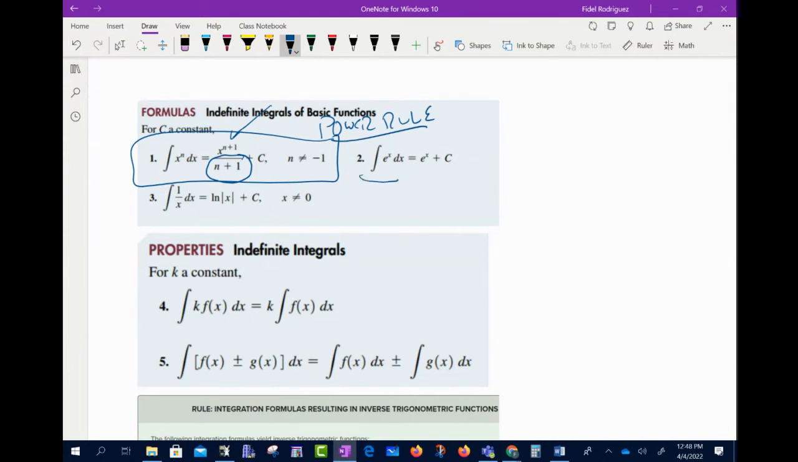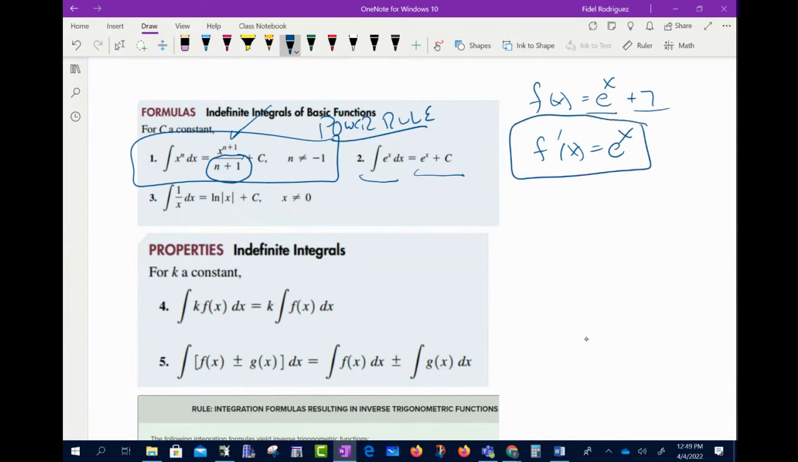Y'all, the integral of e to the x is e to the x plus c. The reason being, when we take the derivative, if I told you f of x was, I'm going to make this up, e to the x plus 7, and we find f prime of x, the derivative of e to the x is still e to the x. The derivative of 7 goes away. So all we're really doing here is asking, what function did I have to take the derivative of to get e to the x? Well, e to the x itself, right? And then we can add that constant.